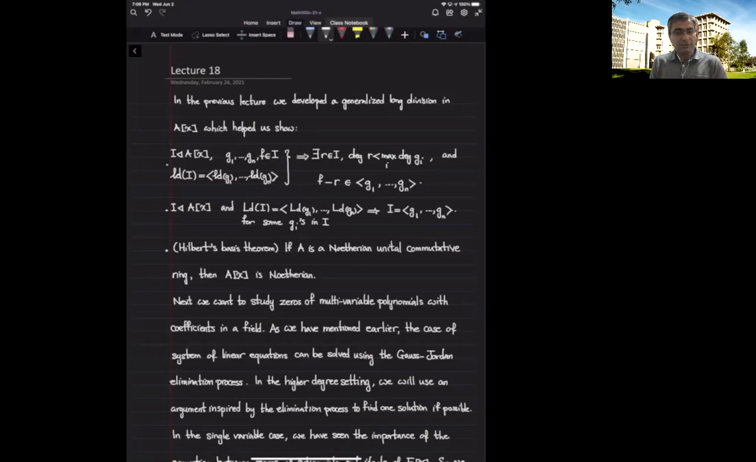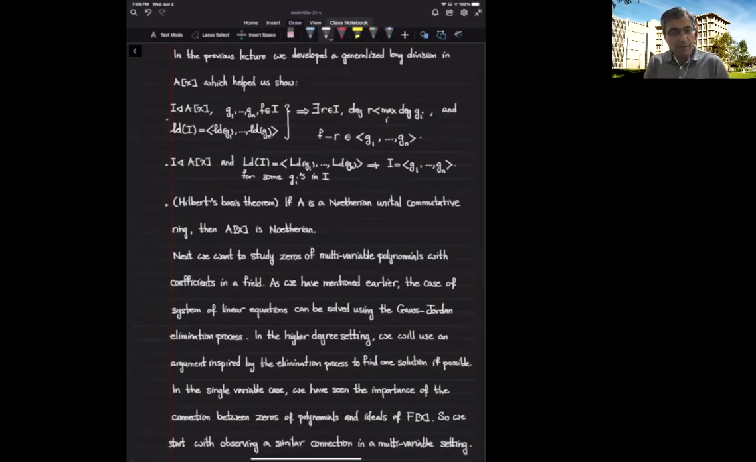Using these results, we proved Hilbert's basis theorem, which says that if every ideal of the ring of coefficients A is finitely generated, then the same is true for the ring of polynomials with coefficients in A. So if A is Noetherian, then A[X] is Noetherian. Using this, we showed that every finitely generated F-algebra, or every finitely generated ring, is Noetherian.